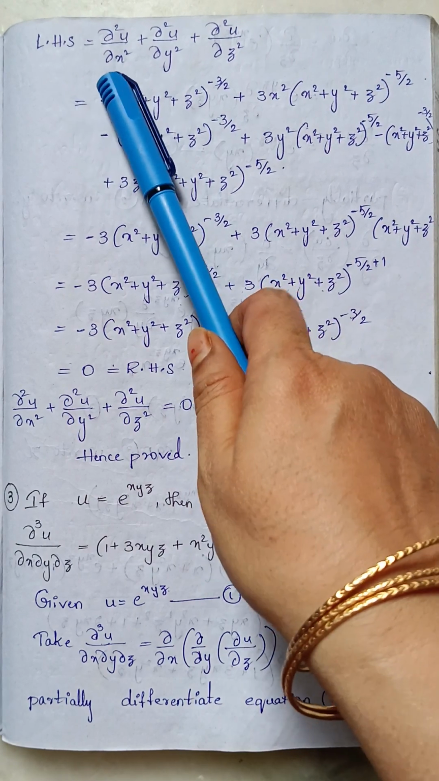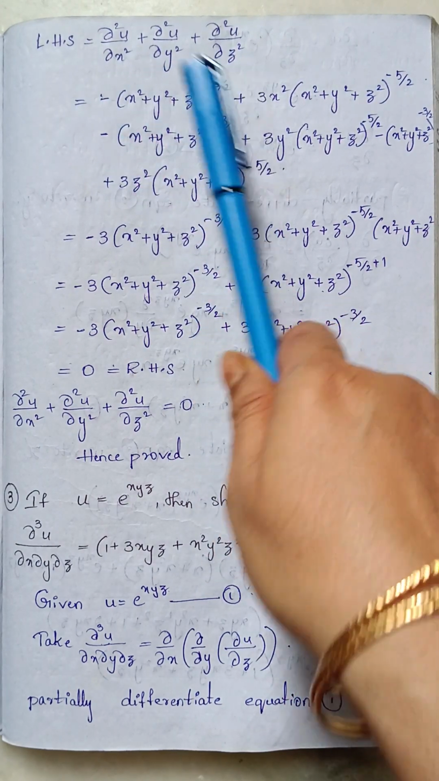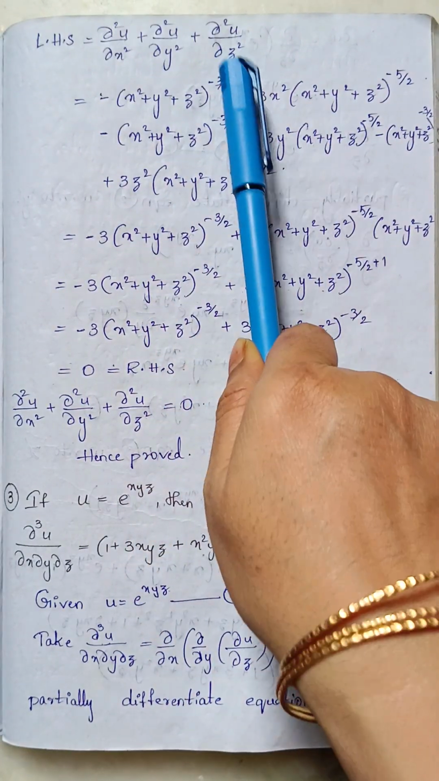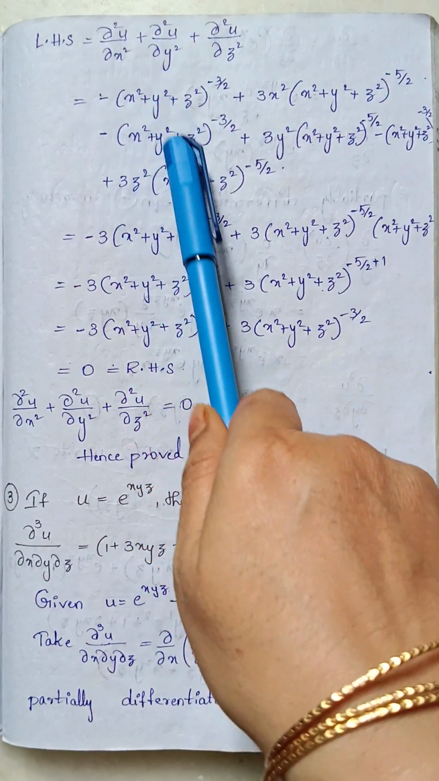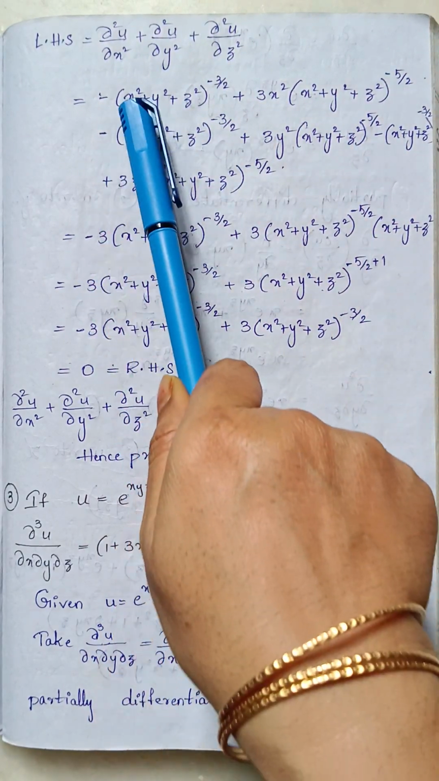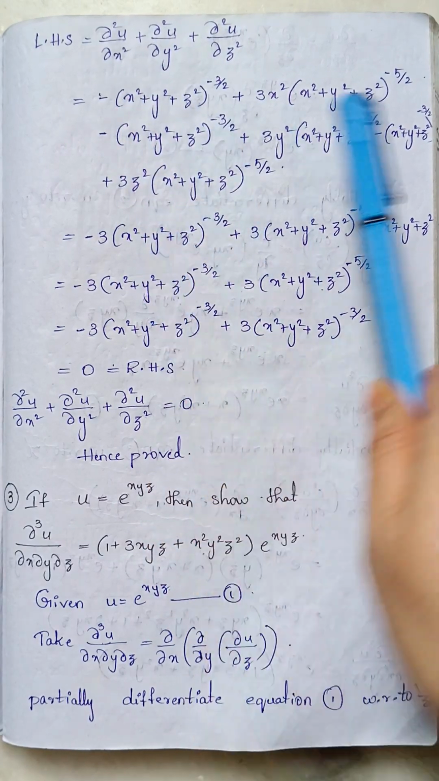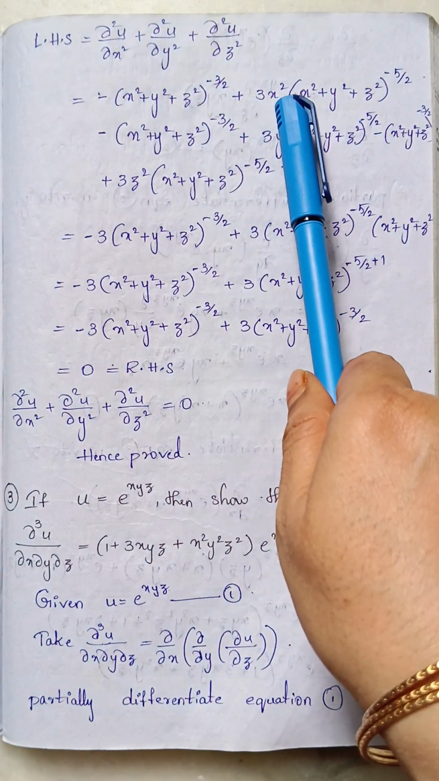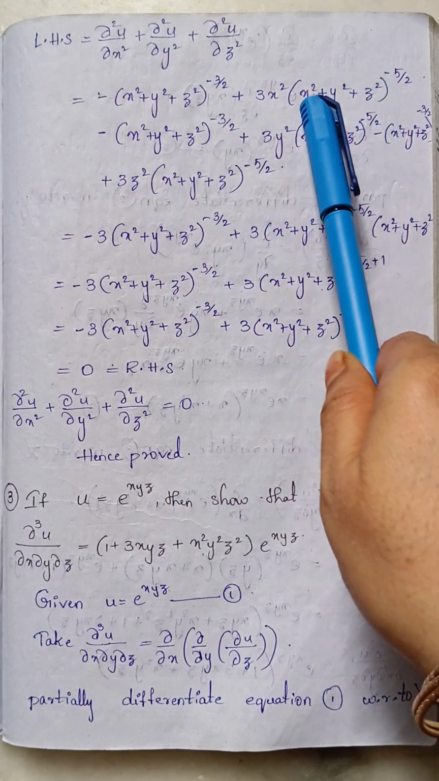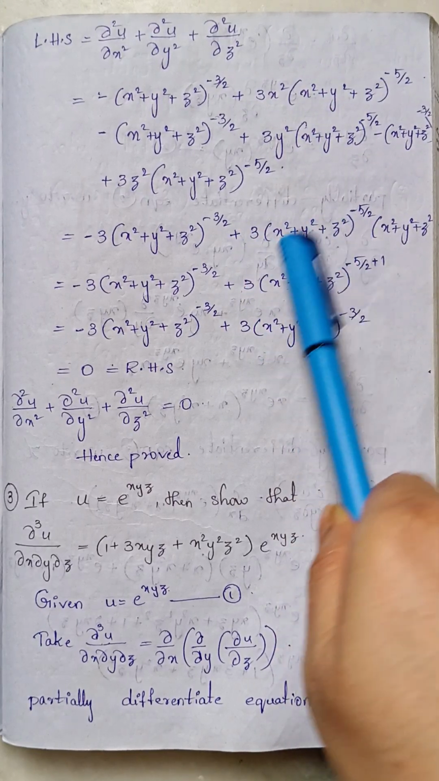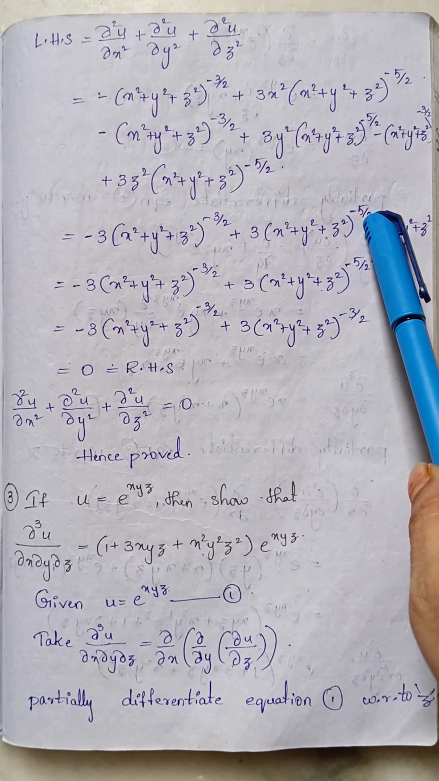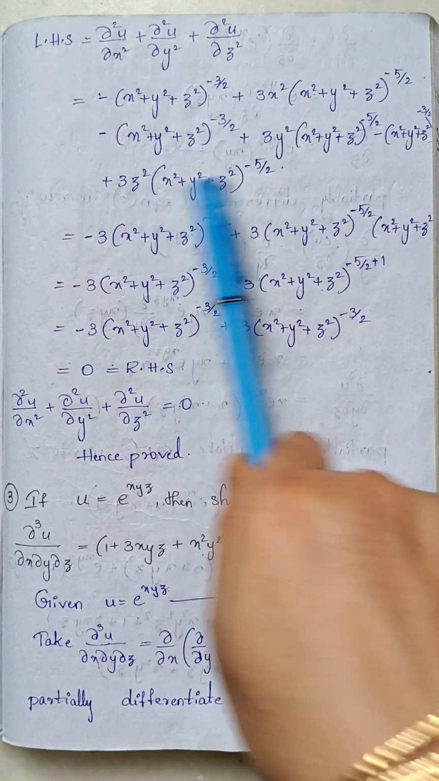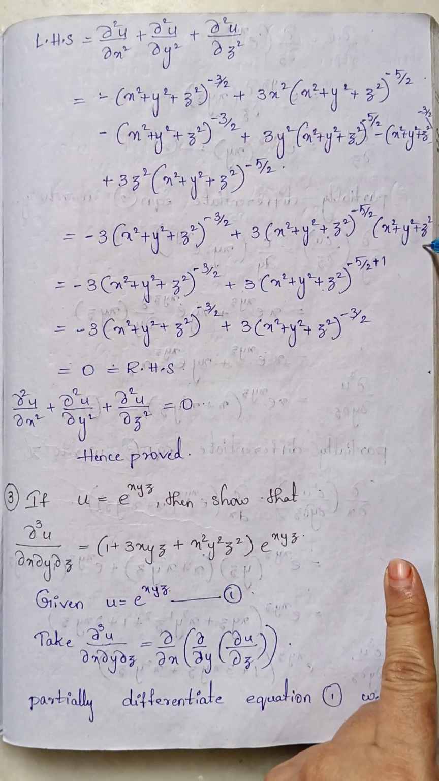Now we take the LHS, adding these 3 terms: this value, plus the second value, and the third value. Here we have 3 same terms, right? So minus 3 into this function. Again from the second, fourth and sixth terms, take 3 as common, and this term is also common. So take 3 into x square plus y square plus z square whole power minus 5 by 2 as common, then it will be x square plus y square plus z square. So writing like this.